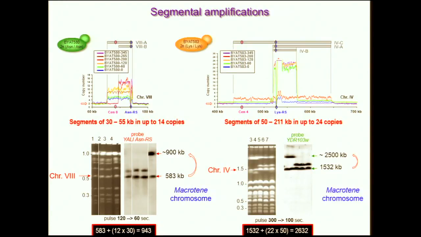Very much the same thing, a little bit more complicated because it's larger, but we have amplification of larger fragments, 50 to 200 kilobase, up to 24 copies. And again, the normal chromosome size is 1500 kilobase. The new chromosomes are 2500 kilobase. Okay, so we call them macrotein because I was looking for a word which did not exist yet in the literature. We have verified that besides this amplification, the rest of the chromosome was perfect by complete sequencing and so forth.